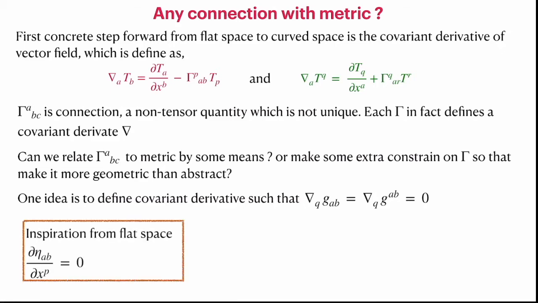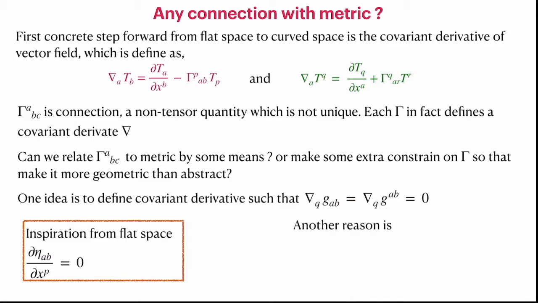One reason for doing this is that inspiration comes from flat space-time. We have that the Minkowski metric is constant with respect to partial differentiation. That gives the condition that the partial derivative of eta AB with respect to x^p is equal to 0. So now we have generalized our differential operator. Can we generalize this condition such that the covariant differentiation of the metric tensor is 0?